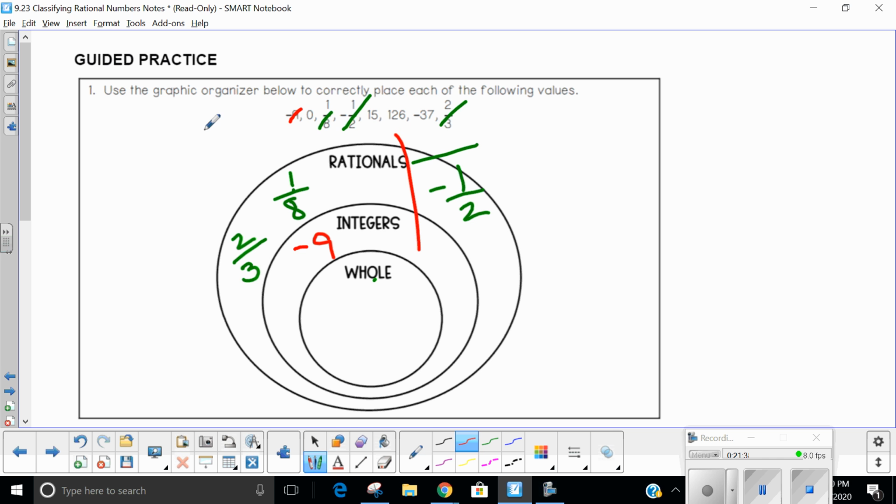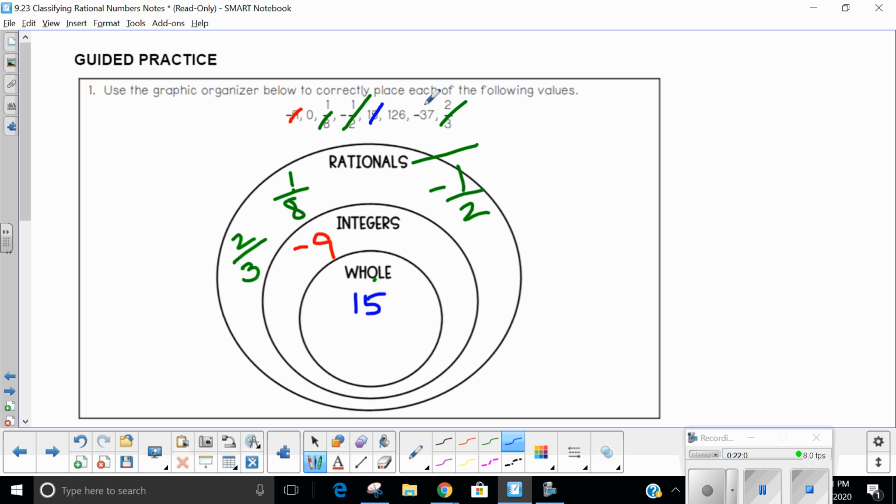Oops, sorry about that. Okay, so let's erase a little bit. Okay, now we have 15. Well, 15 is a positive number and it's a whole number, and we know that positive whole numbers have to go under whole number. So we got rid of that.